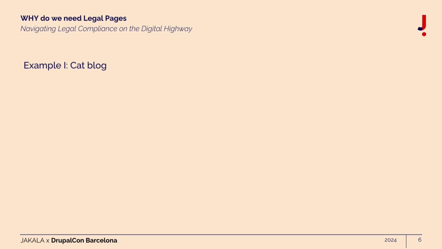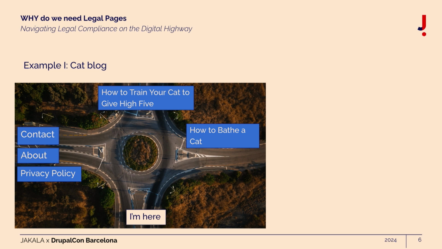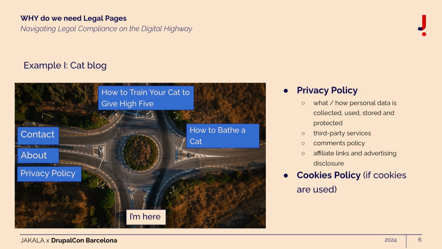Starting with the first one. Imagine that you have a blog website and I'm a website visitor who really enjoys reading your articles. So in this scenario, there's not a lot of interaction happening between me as a visitor and your website. I'm visiting different pages. You might want to keep a cookie on my machine, for example, and if you have a comment section, I might leave comments on your articles. So in order to be compliant, you need to have a privacy policy describing how my personal data is handled and stored. You might have a comments policy and a cookie policy if you use cookies.